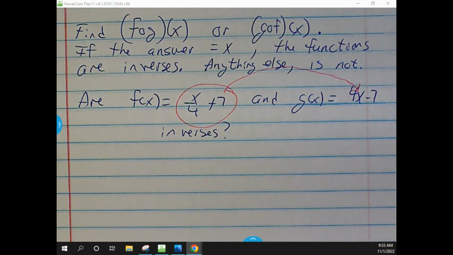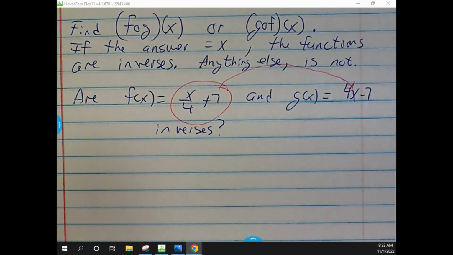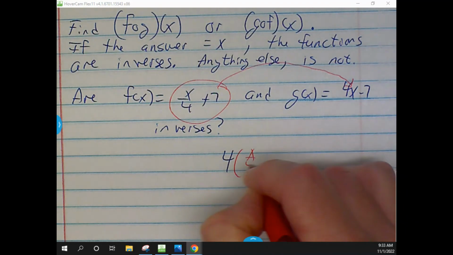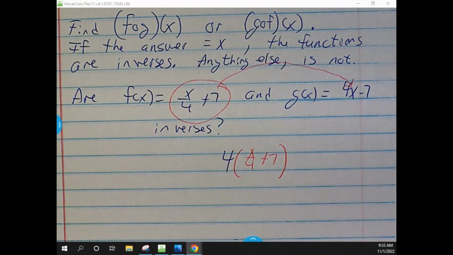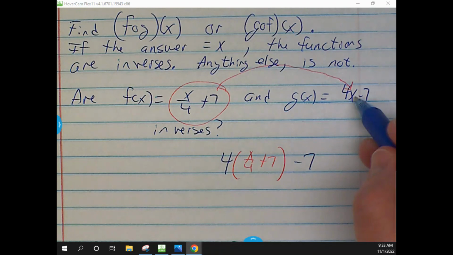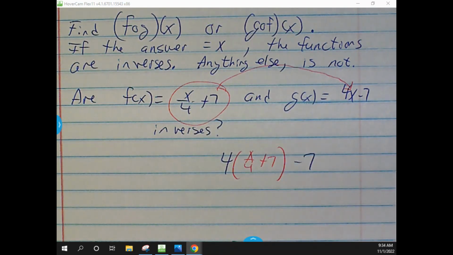and plug it into the second one. So it's going to be 4 times x over 4 plus 7 minus 7. Because again, if you look at them just on paper, they look good. This one's 4 times x. This one's x divided by 4. This is x minus 7. That's x plus 7. So if you look at just the operations, the inverses are all there. It's just, is the order correct?